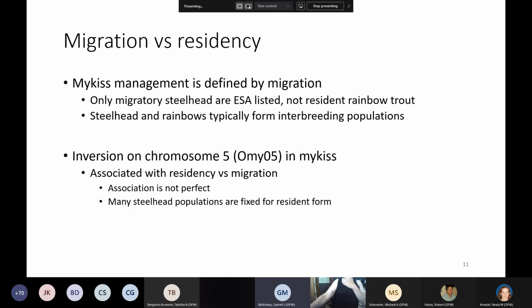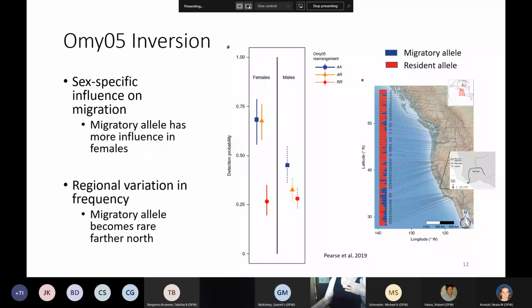But there is an inversion on chromosome 5 in O. mykiss that's been associated with residency versus migration. But it's important to keep in mind that this association is not perfect. And interestingly, there's a lot of steelhead populations that are fixed for the resident form of the chromosome. These figures are from Pierce et al., who was the first one that did the whole genome sequencing on the inversion, although previous studies had identified the chromosome inversion as existing and associated with migration.